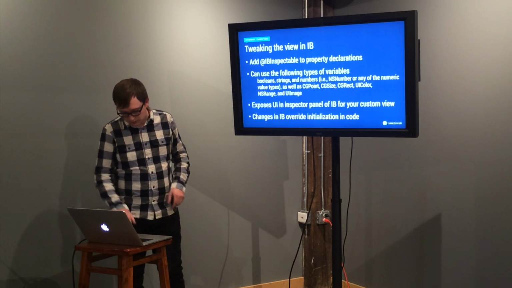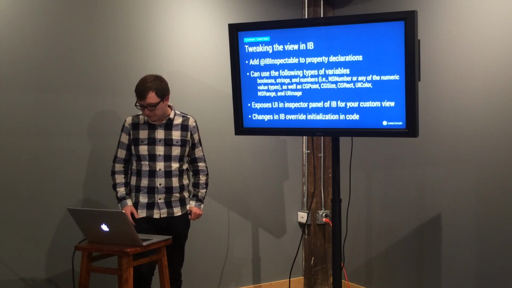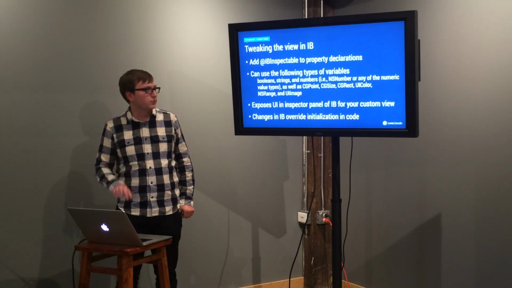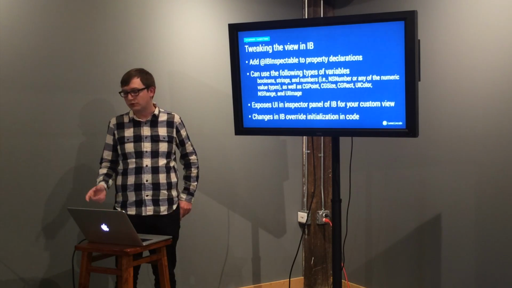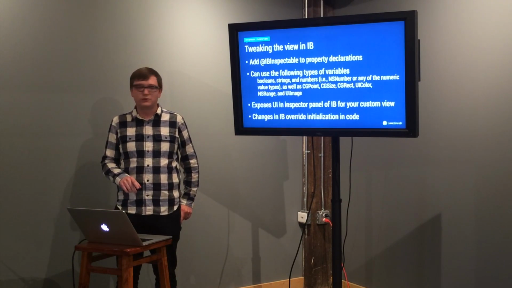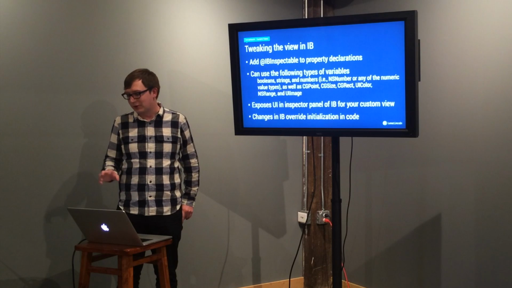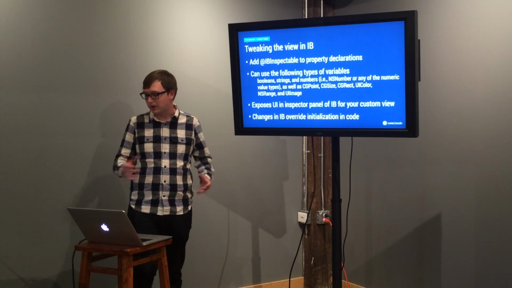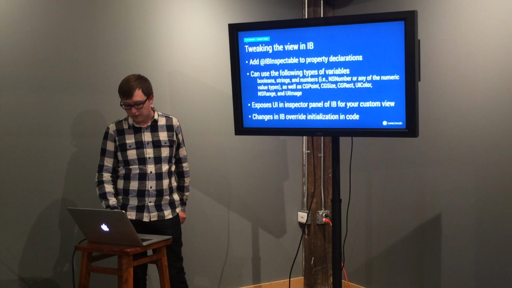The way that you do this, and I'll show you in a second, is you just add this IB_INSPECTABLE to your property declaration, and it actually exposes it in the UI in Interface Builder. So it's kind of cool. You can get in there and modify your X and Y coordinate right now. You can now get in there and modify things about your custom view.